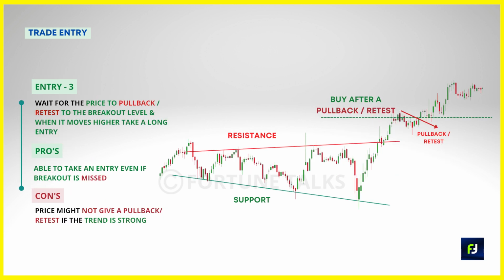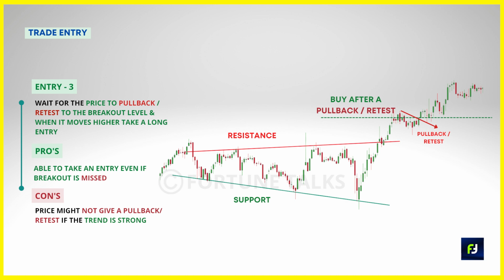In addition to these, you can take a long position after a price pullback or retest back to the ascending trend line. As you may all know, a pullback or a retest is usually associated with weak candles. So you can take a long trade when the price begins to move in the direction of the breakout once again. The advantage of these methods is that you could get into a trade even if you miss the breakout. But on the downside, a pullback or retest does not happen every time, particularly if there was a strong price momentum during the breakout.